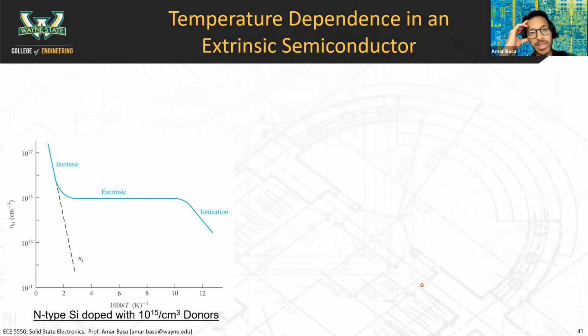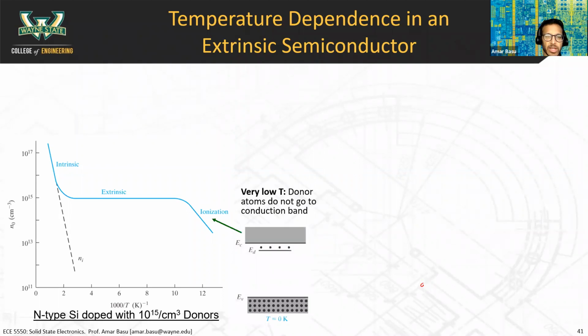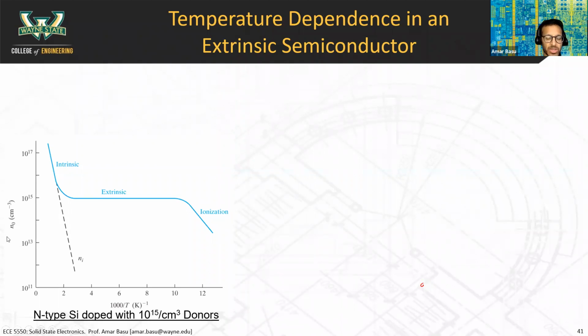This slide is showing the temperature dependence of an extrinsic semiconductor, a doped semiconductor. Now, some of this stuff hopefully will seem obvious to you, or it'll make sense to you. But the beginning graph that I show you might not. So this is showing the electron concentration for an N-type silicon doped with 10 to the 15th donors.